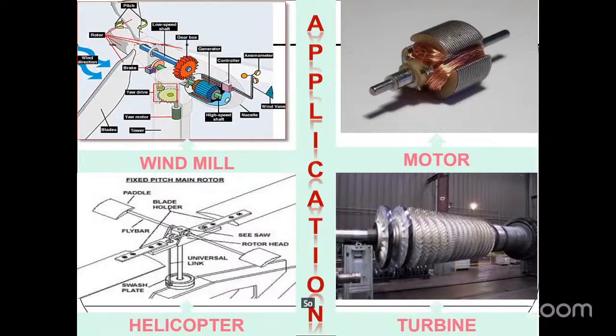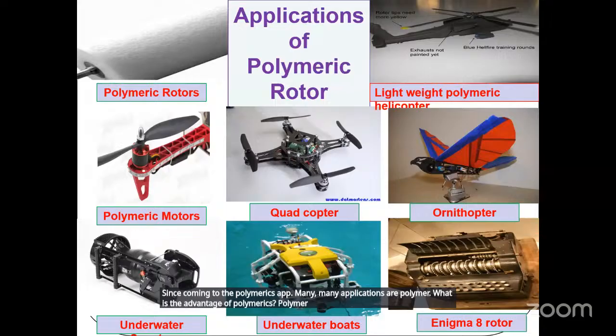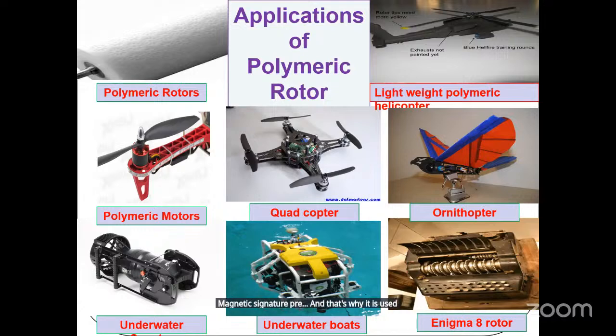A few applications are wind turbine, turbine, helicopter, etc. So coming to the polymeric shaft, there are many applications of polymeric shafts. What is the advantage of a polymeric shaft? A polymeric shaft is lightweight and magnetic signature free, and that's why it is used in underwater scooter, enigma rotor, ornithopter, and so on. The slides show the various applications of the polymeric shaft.